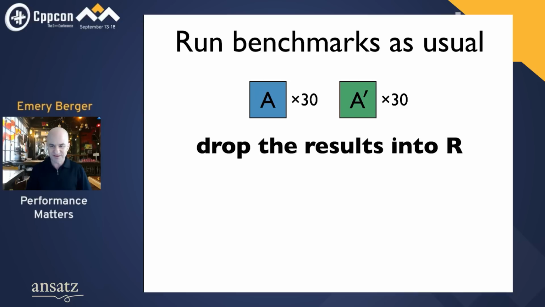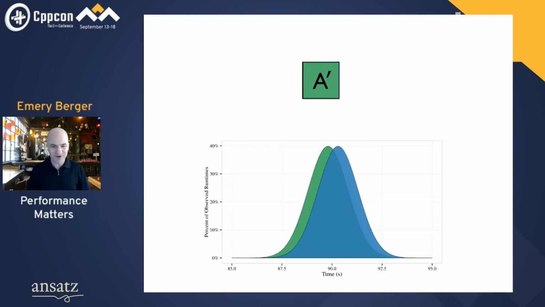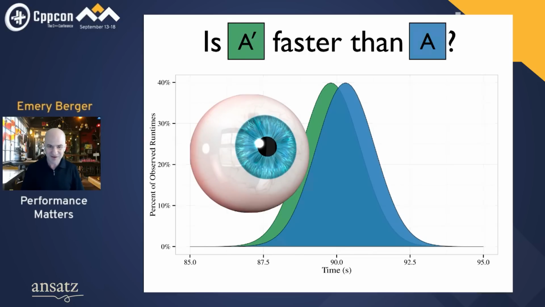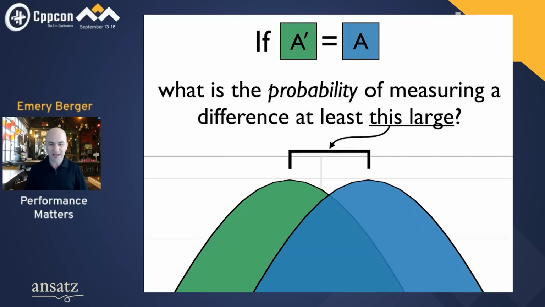You drop the results into the statistics package of your choice. Let's say it's R. And again, you're going to get a resulting graph. You're not going to ask this question because, again, that's eyeball statistics. What we're going to do is say, assume the null hypothesis is true. There's no difference. How likely is it that we would observe this by chance?